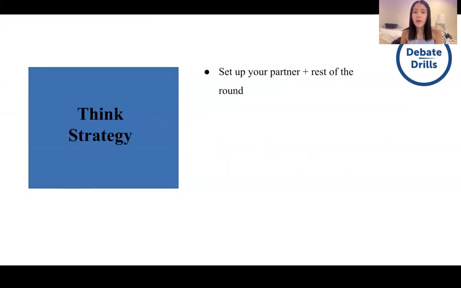Next, you always want to think about what your strategy is going to be. So you want to set up your partner and you for success in the rest of the round. So think about the big round vision of the round. What's your strategy? Are you going to try to collapse on your first contention? Are you going to try to have them concede to a non-unique? You want to be thinking about those things early. Always stay one step ahead of your opponent.